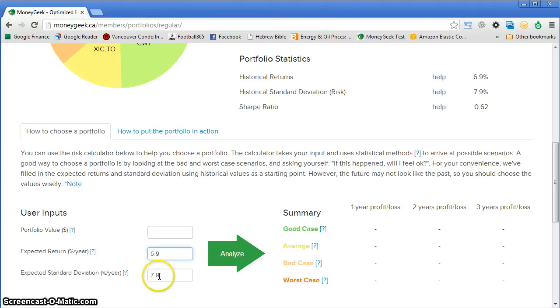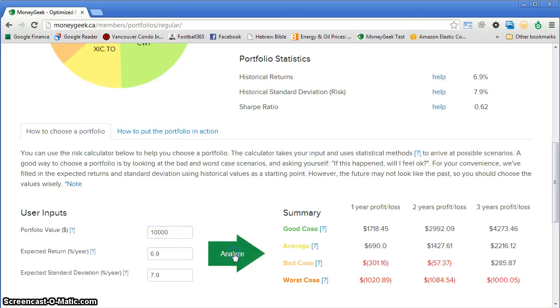And you can play around with the risk measures as well. But for now, let's assume that the future will look like the past. So let's revert this back to our historical value. And let's say we have a hypothetical $10,000 in savings that we want to invest. And let's click on Analyze.